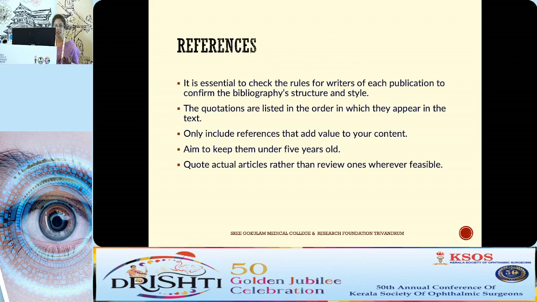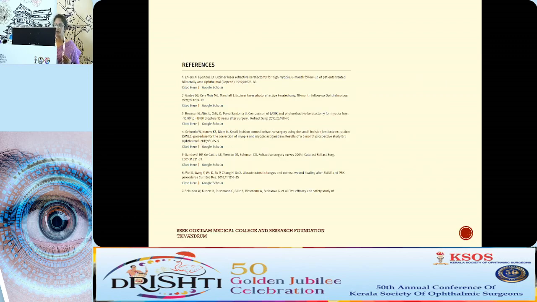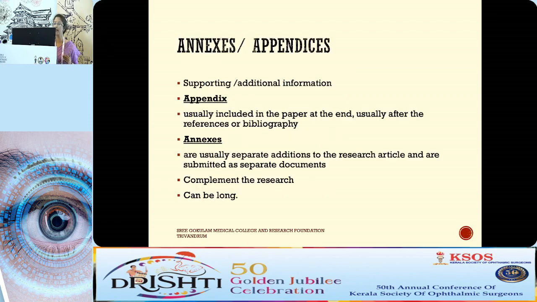Now, next is references. Again, this is very important. Different styles of references are available, so you have to go through the author's guide once again, look at the reference style that is preferred by the journal, and accordingly set your references. It is listed in the order in which they appear in the manuscript. Make sure that it is less than 5 years old, and try to choose it from an original article, not a review article. That is the references part.